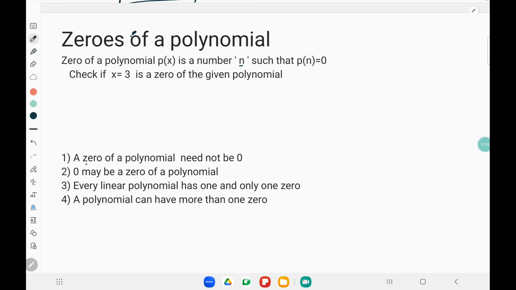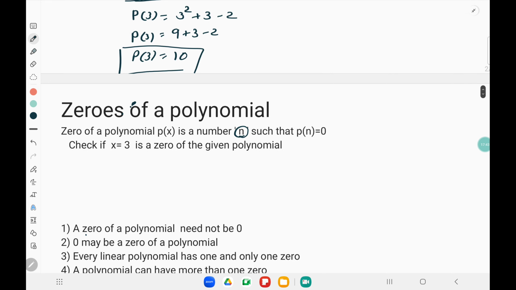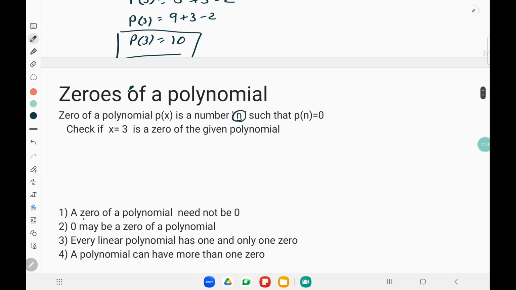Okay, please focus here because this is not hard, but the wording is a little confusing. So listen to me very carefully. First of all, when we say the zero of polynomial p(x) is a number n. Here it could be a particular number, like I gave you x = 3. But the number could vary, that's why I just write n, such that p(n) = 0.